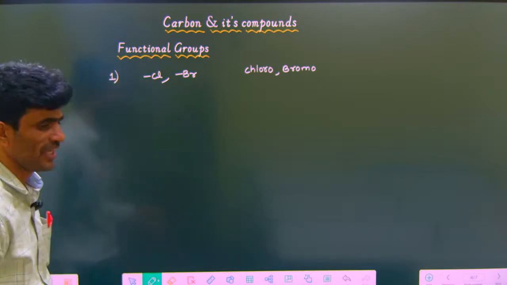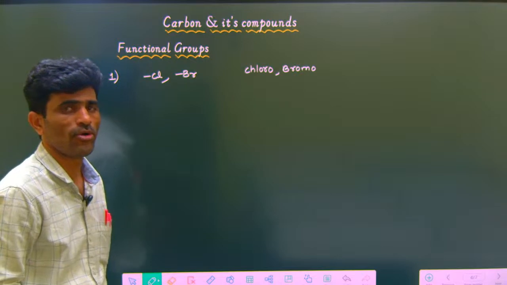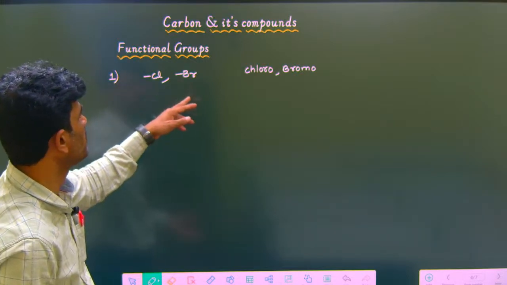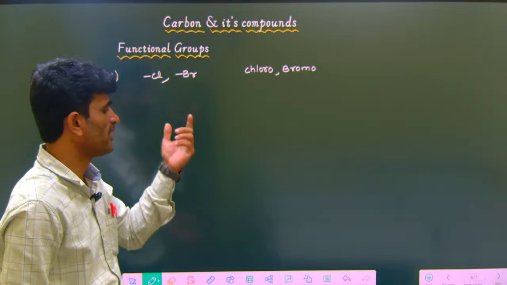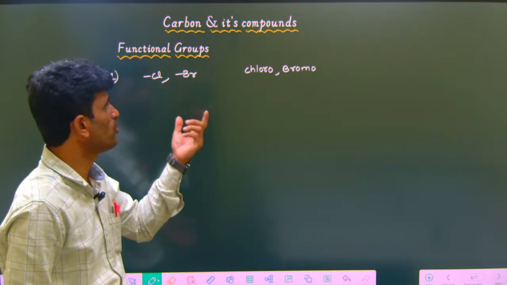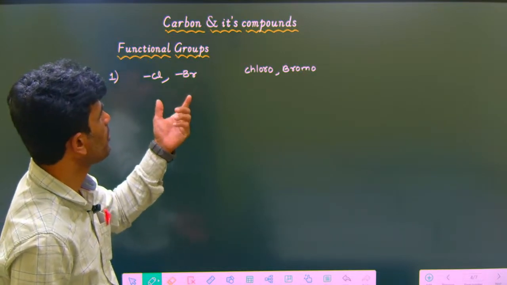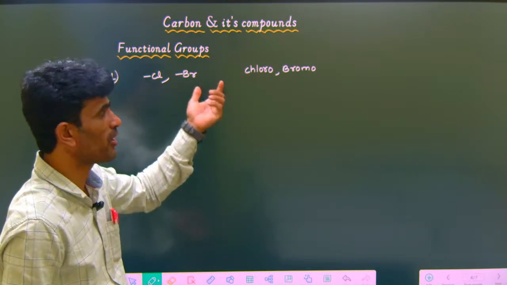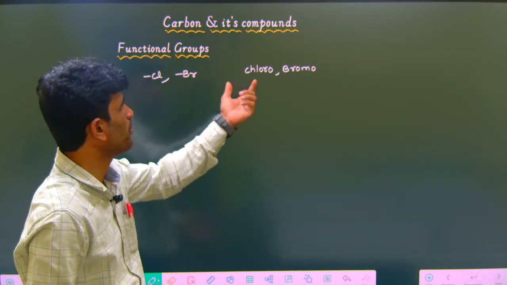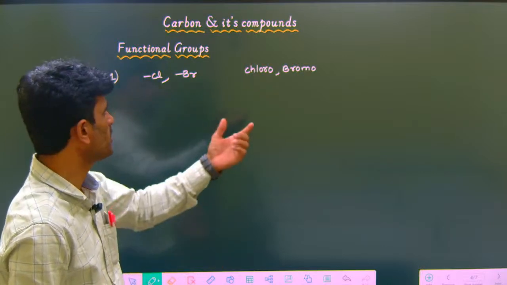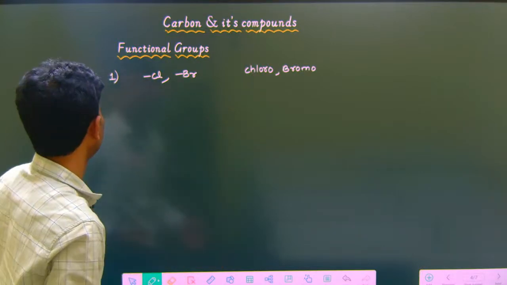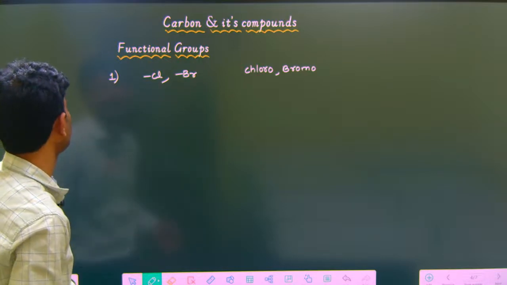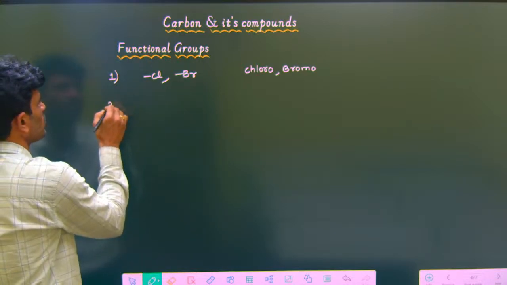If in any homologous series one hydrogen is replaced by chlorine or bromine, then we name it as a halogen group. The name is given according to the chlorine or bromine attached, as a prefix: chloromethane, bromomethane, chloroethane, chloropropane. So that is the first functional group, the halogen group.